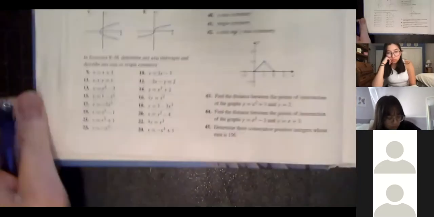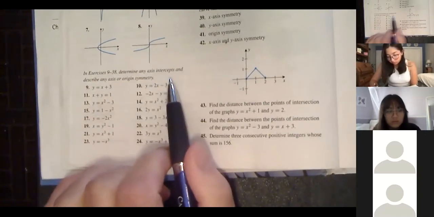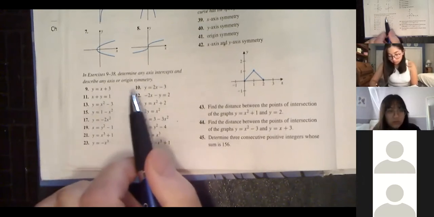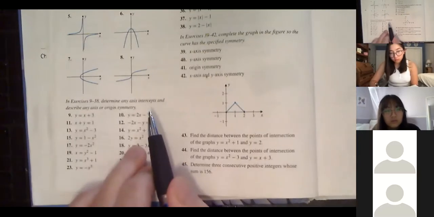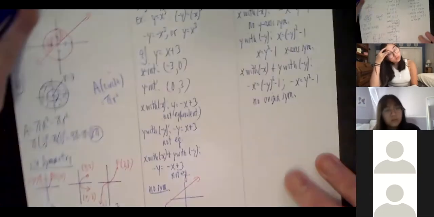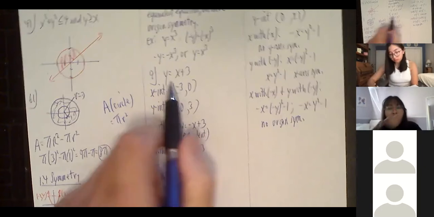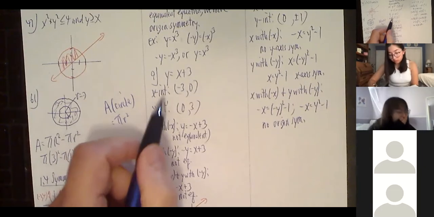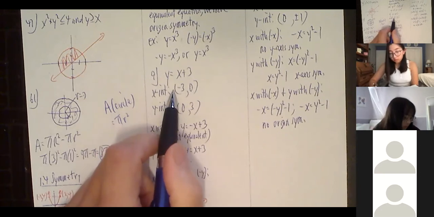All right. Okay, now I'll talk about these. Determine any axis intercepts and describe any axis or origin symmetry. Okay, so you have a lot of problems like that. So I'll show you some of those. So find any intercepts. I'll show you how to do that, and determine any symmetry. Okay, so problem 9, y equals x plus 3. And by the way, you don't have to graph these, but I ended up graphing it anyway, just so I can show you what it's about.